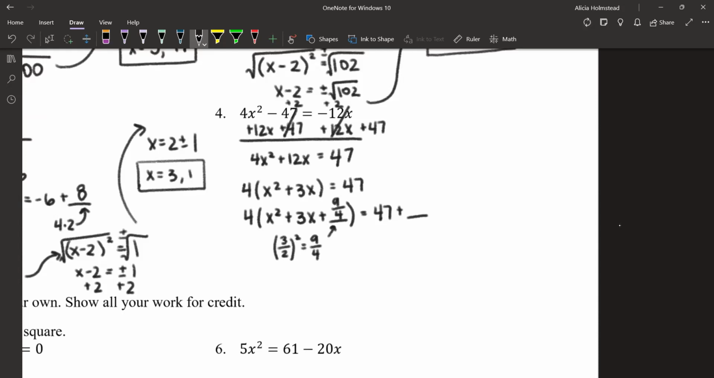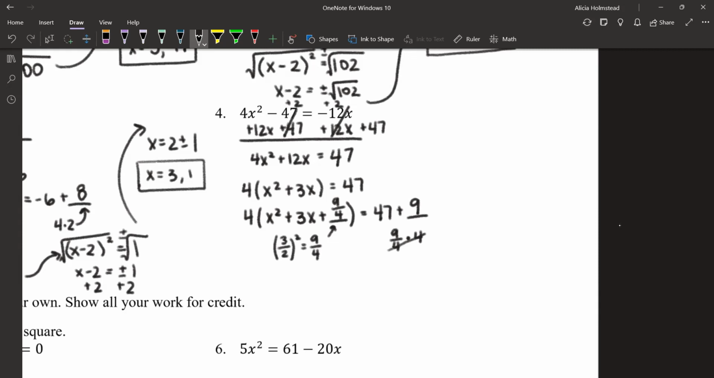When we fill in the blank on the other side, we're going to take the number that we used to complete the square and multiply it by our leading coefficient. So for this one, that's going to be 9 over 4 times 4. 4 divided by 4 is 1, so all we need to add to the right side is 9.